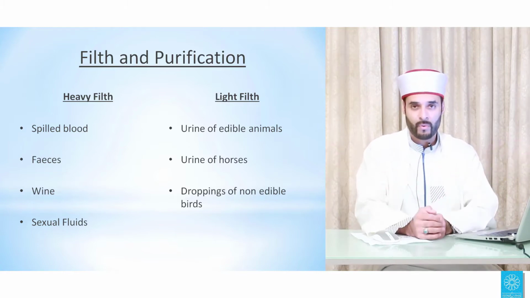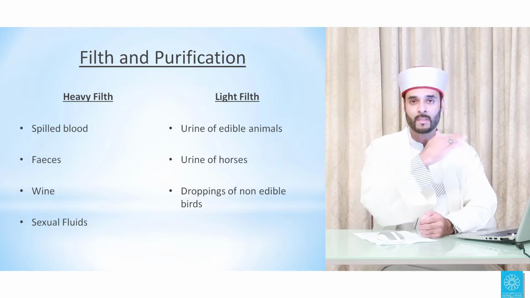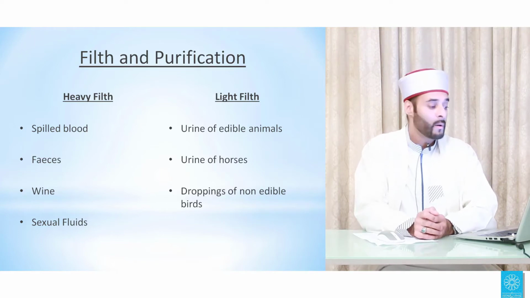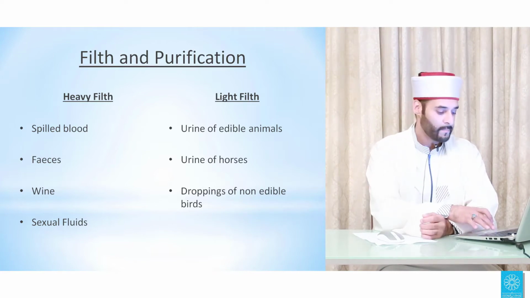There's two kinds of filth, and the rulings associated with them are different. So what's heavy filth? Heavy filth is spilled blood, feces, wine, and sexual fluids. Light filth is urine of edible animals, urine of horses, and droppings of non-edible birds. The list is actually more comprehensive, but for our purposes now, we're going to leave it to this. And we did discuss other types of filth in previous lessons on tahara and such.